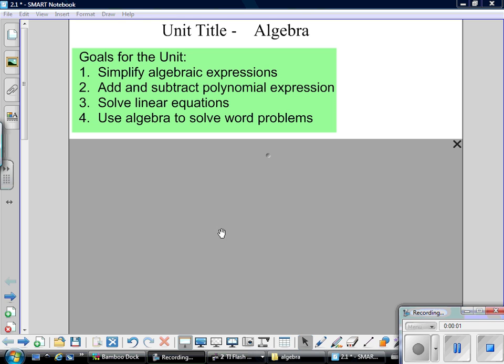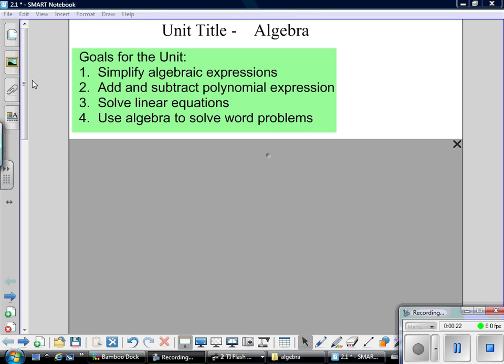Okay, so we're moving on to the next unit, and the next unit is algebra and everything to do with algebra. So the goals for this unit are simplifying algebraic expressions, adding and subtracting polynomial expressions, solving linear equations, and then to use algebra to solve word problems.